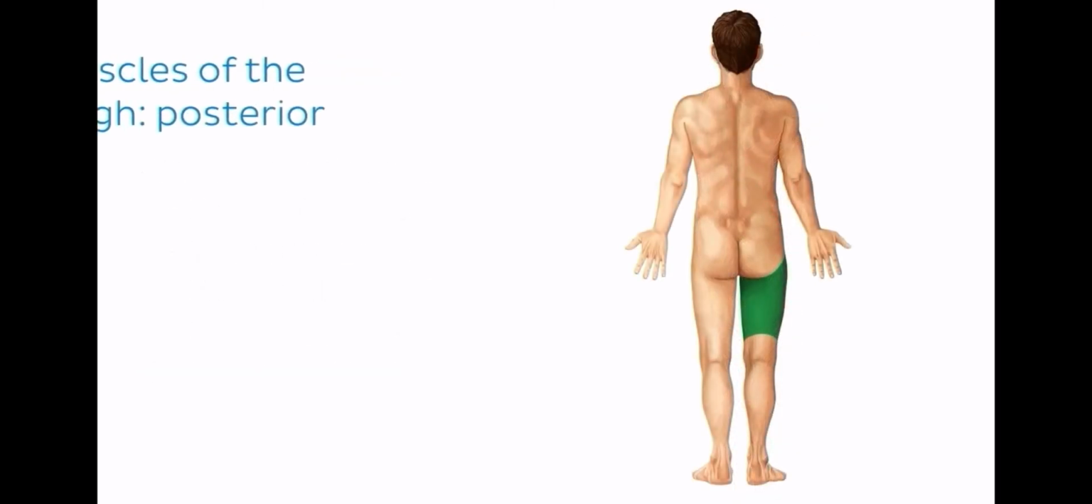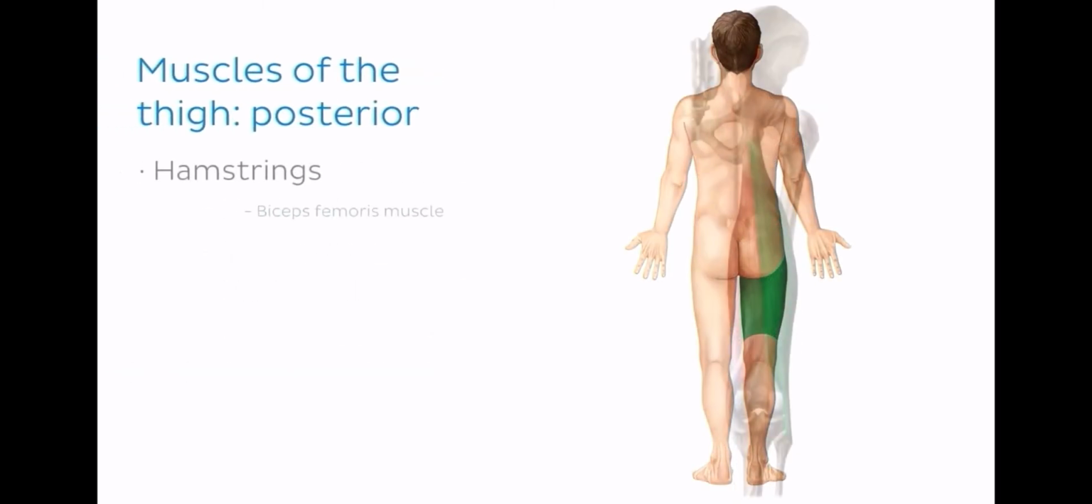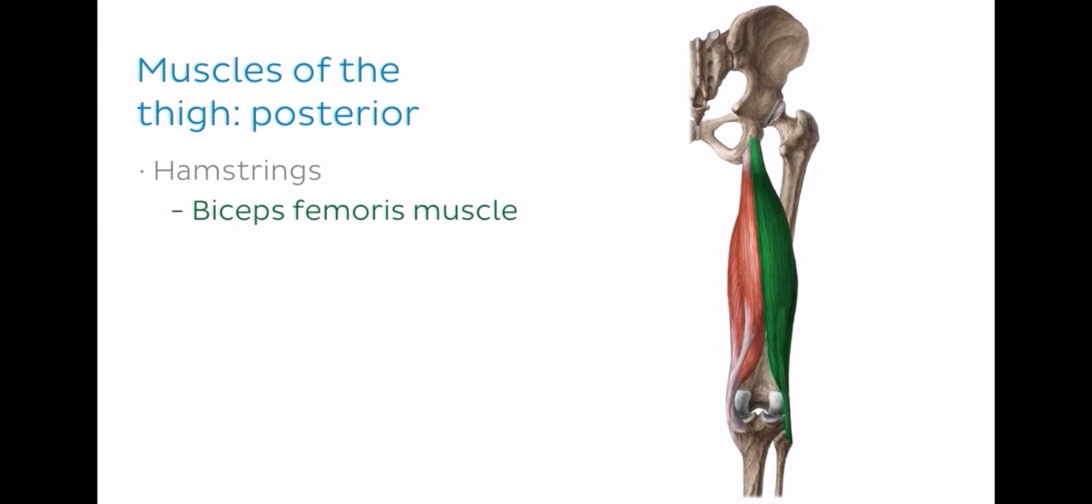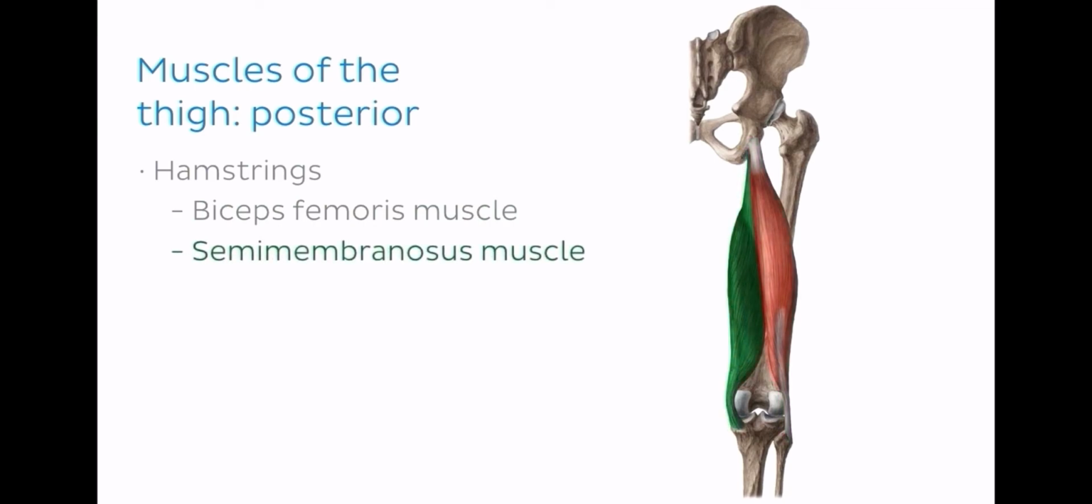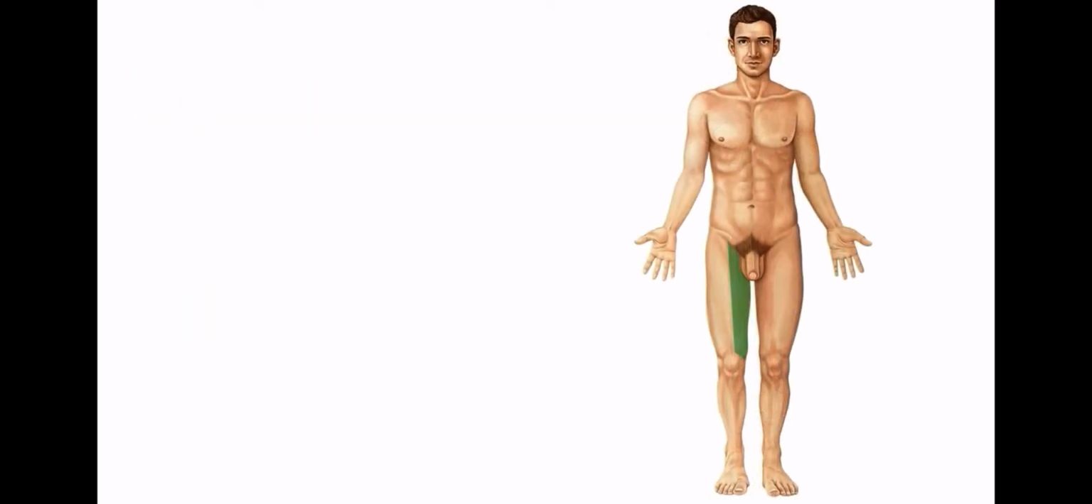We talked about the posterior thigh muscles, and these included the biceps femoris muscle, which is one of the three muscles of the hamstrings. The second muscle of the hamstrings is the semimembranosus muscle, which is named because it's flat and membranous. And we also talked about the semitendinosus muscle, which is the third of the hamstring muscles.